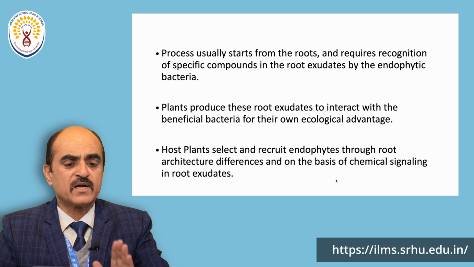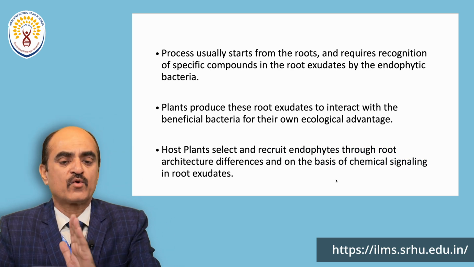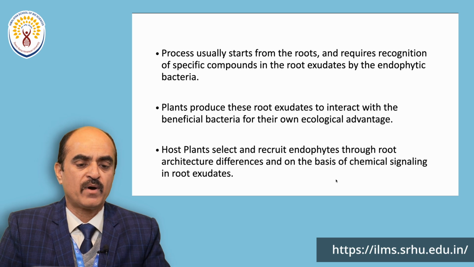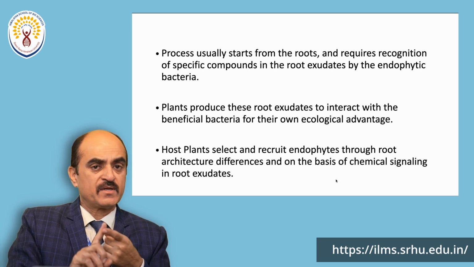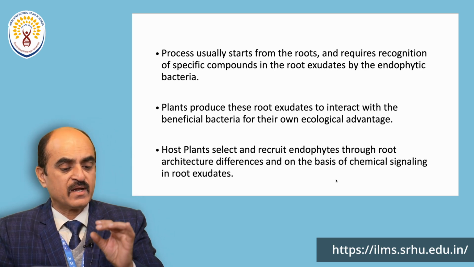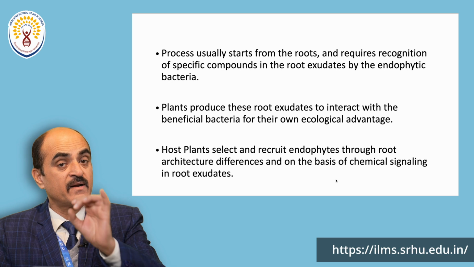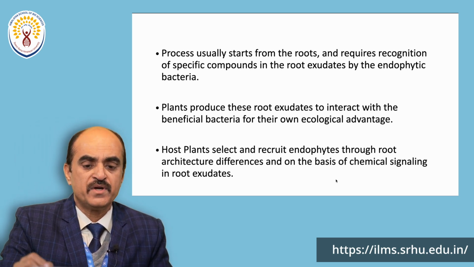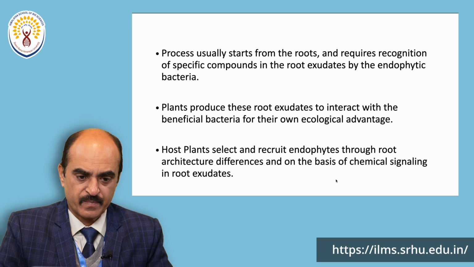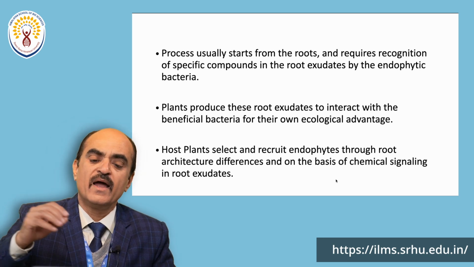The process usually starts from the roots and requires recognition of specific compounds in the root exudate by endophytic bacteria. It means whatever photosynthates are secreted by the host plant have certain chemicals, and those chemicals will attract a particular group of bacteria. So the plant produces these root exudates to interact with the beneficial bacteria for its own ecological advantage.